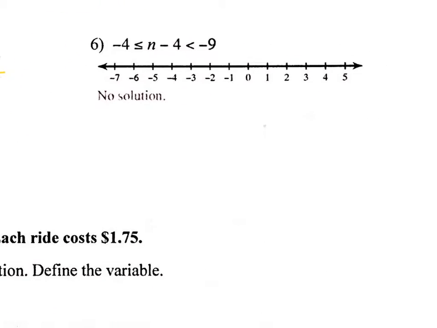Let's look at 6, another one of the important ones. Remember, if it's all written together, we've got to break it apart. So I've got negative 4 is less than or equal to n minus 4. Add 4 to both sides. And then one of our rules is that our variable has to end on the left side, so n is greater than or equal to 0.